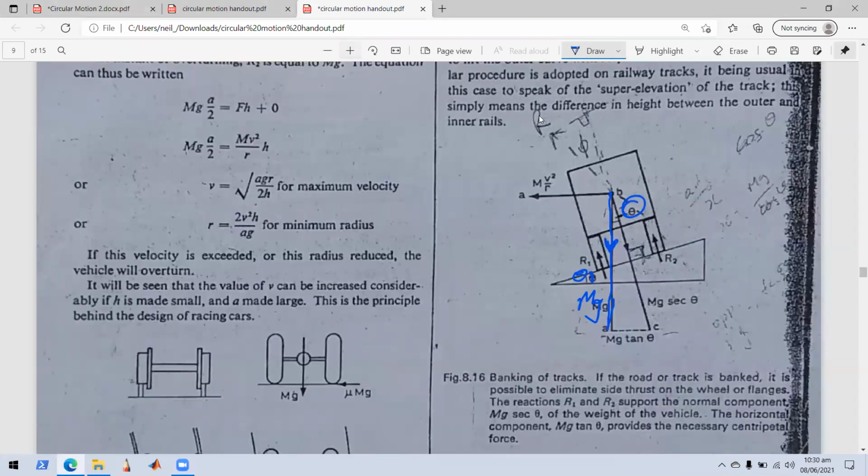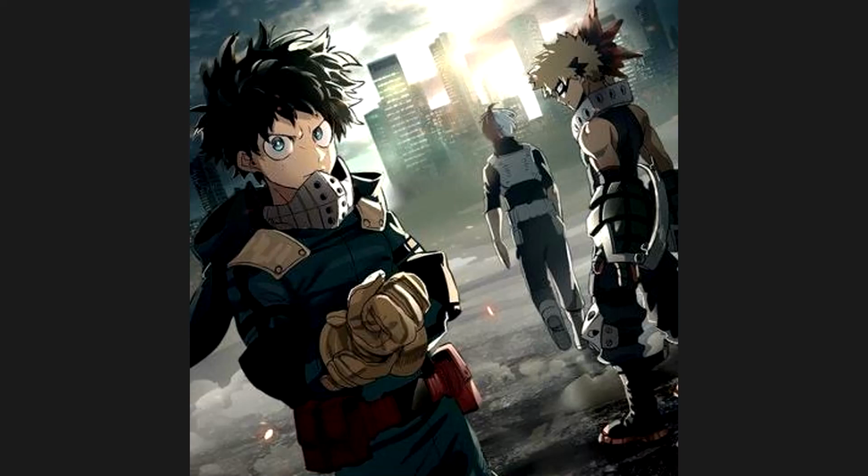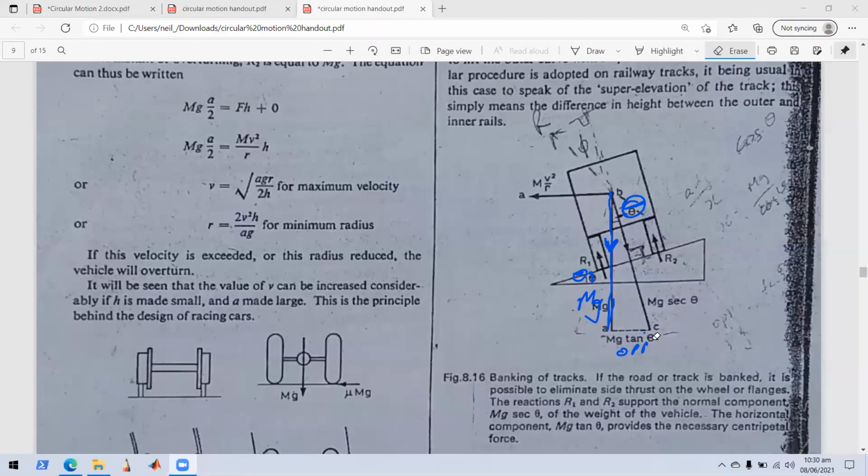See if I can zoom in even further. This theta here is the same as this theta here. Can you see, sir? Your screen went off. Can you stop sharing, sir? Oh, sorry. Yeah, I probably accidentally pressed stop share.